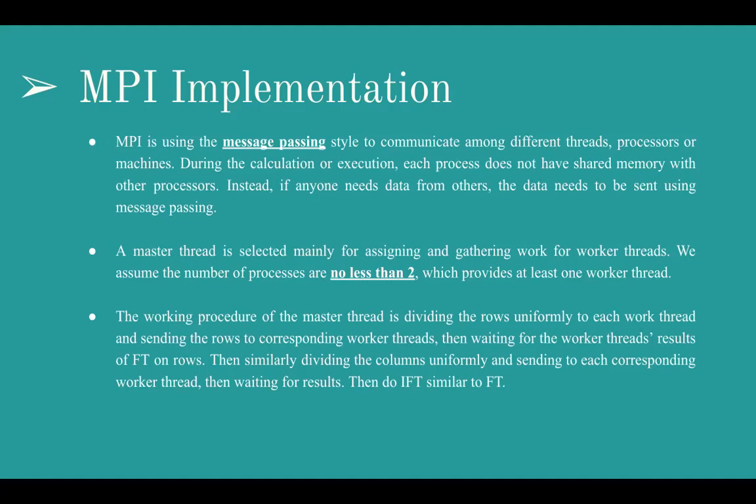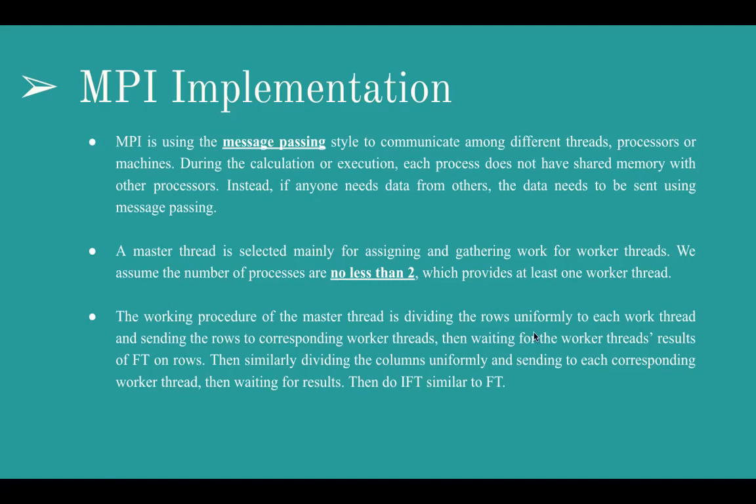The MPI part is implemented by dynamic work assignment. A master thread is selected. This master thread is mainly for assigning and gathering work for worker threads. We assume the number of processes is no less than 2, so this will give us at least 1 worker thread.